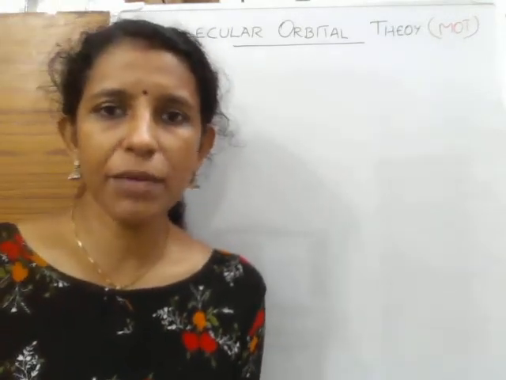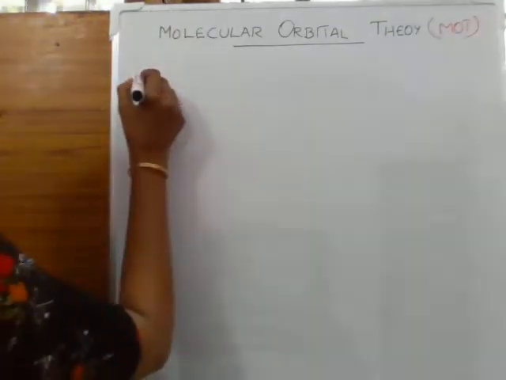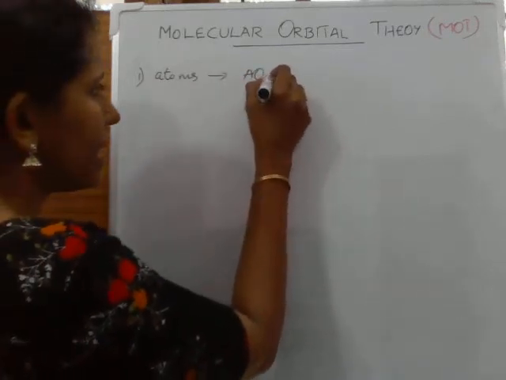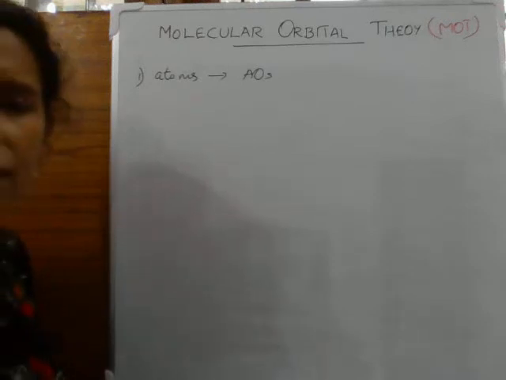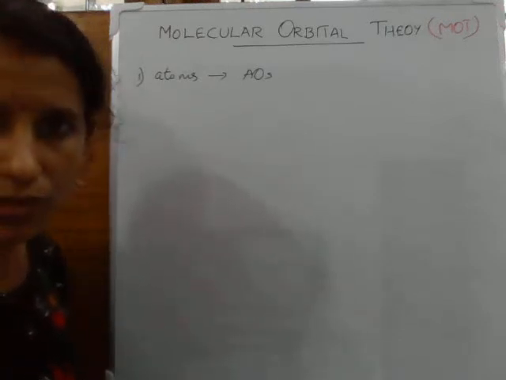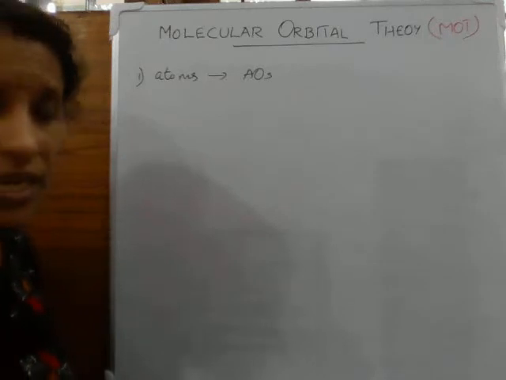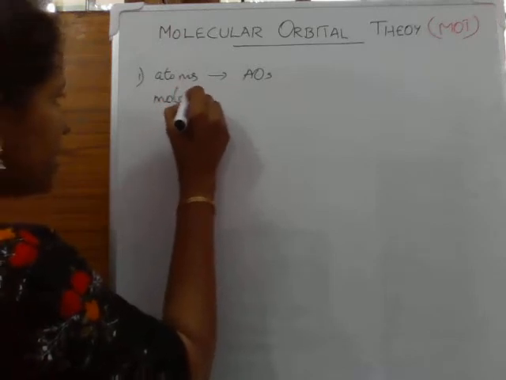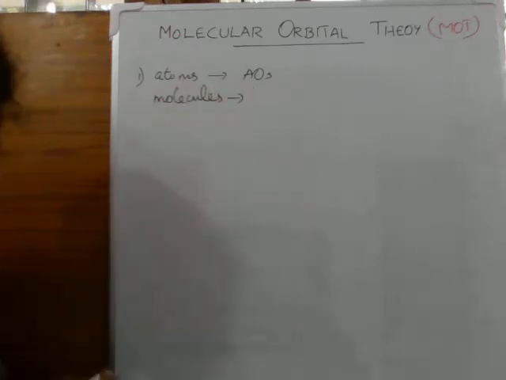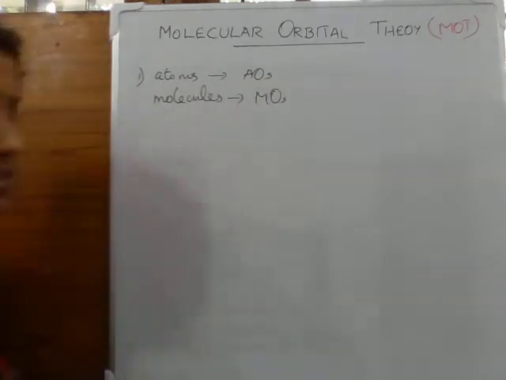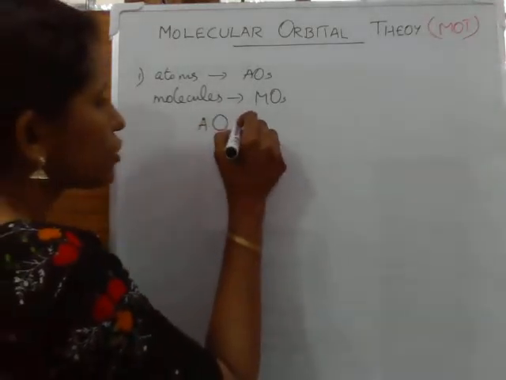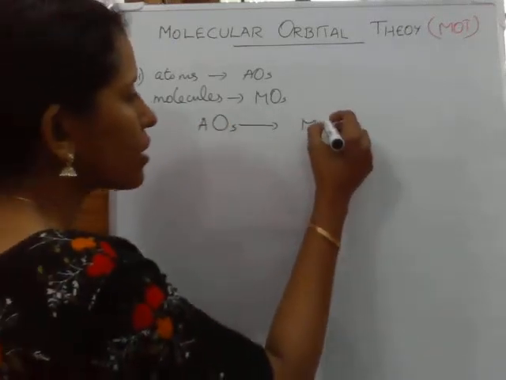Let us discuss the points in MOT one by one. You know that in atoms, electrons are present in regions called atomic orbitals. Atomic orbitals, we have studied, are the regions of maximum probability of finding an electron around the nucleus in an atom. Whereas the similar regions in molecules are named molecular orbitals. That is, in molecules the electrons are present in molecular orbitals. And these molecular orbitals are formed by the combination of atomic orbitals. When atomic orbitals combine, molecular orbitals are formed.